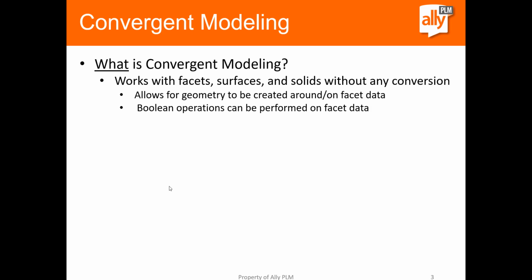So what is convergent modeling exactly? Convergent modeling works with facets, surfaces, and solids without any conversion. This allows for geometry to be created around or on the facet. Boolean operations can be performed on the facet to help receive the actual design quicker.